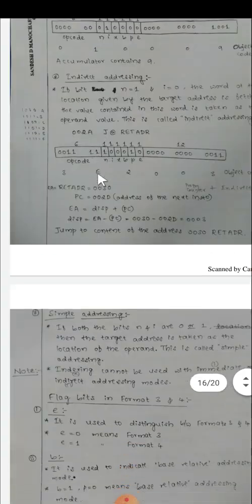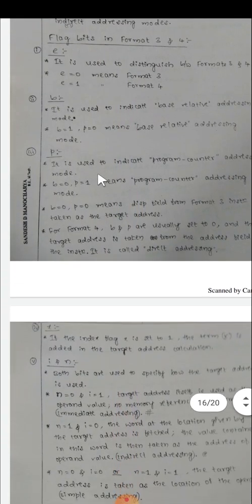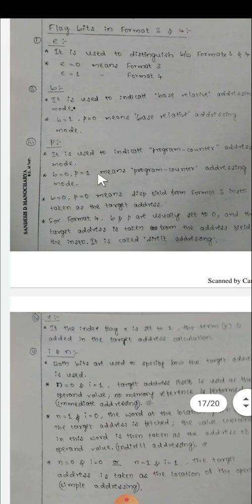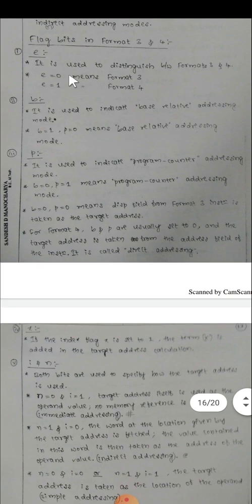Okay, then the next topic is flag bits in format number 3 and 4. Just for your understanding, once again I have written here that E is used to distinguish between format number 3 and 4. If E is 0, it means that the instruction is using format number 3, and if E is 1, then that instruction is using format number 4.